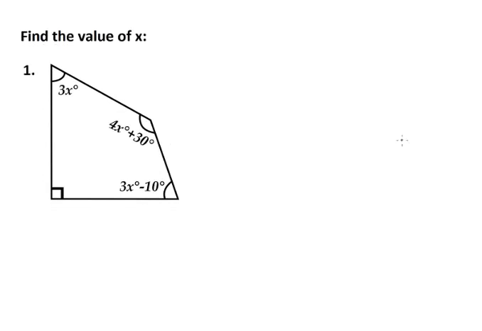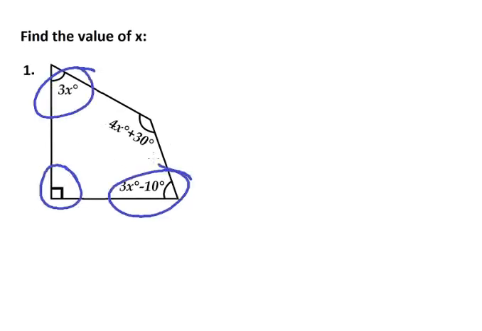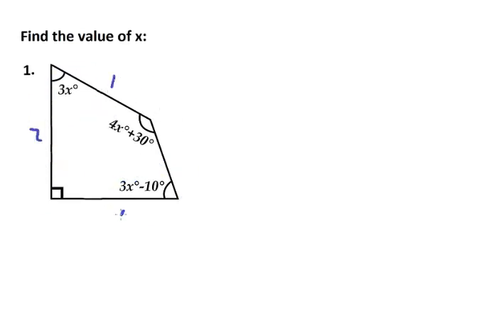Okay, we have the internal angles in here. How many angles? 4. How many sides? 1, 2, 3, 4 sides. So if we have 4 sides, the sum of the internal angles is going to be 360.